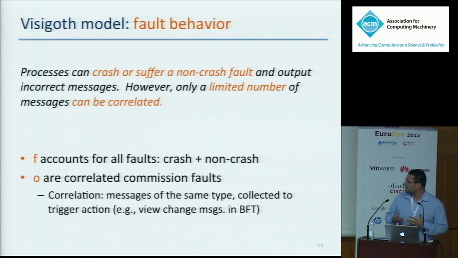By correlation we mean that the message has the same type. So in the state machine protocol, for instance, it would be the number of messages that you need to receive to trigger a view change.